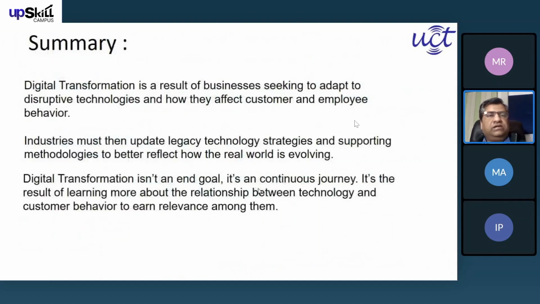To summarize, digital transformation is a journey comprising different kinds of disruptive technologies that are changing the way customers and employees behave. Industries are using them, and we have to update the legacy technologies so that we can update the old systems to adopt digital transformation. Digital transformation is not an end goal; it is a continuous journey, as we have discussed. So this is the summary.